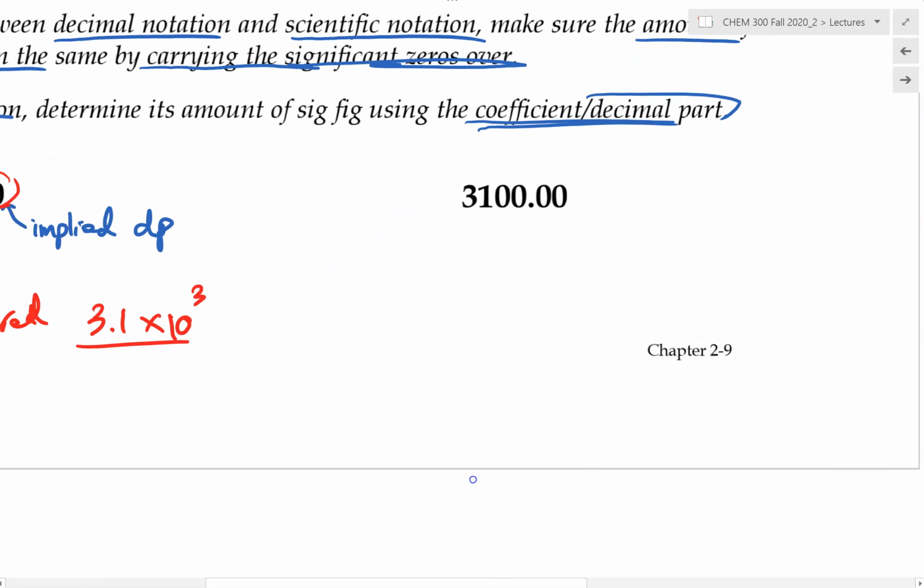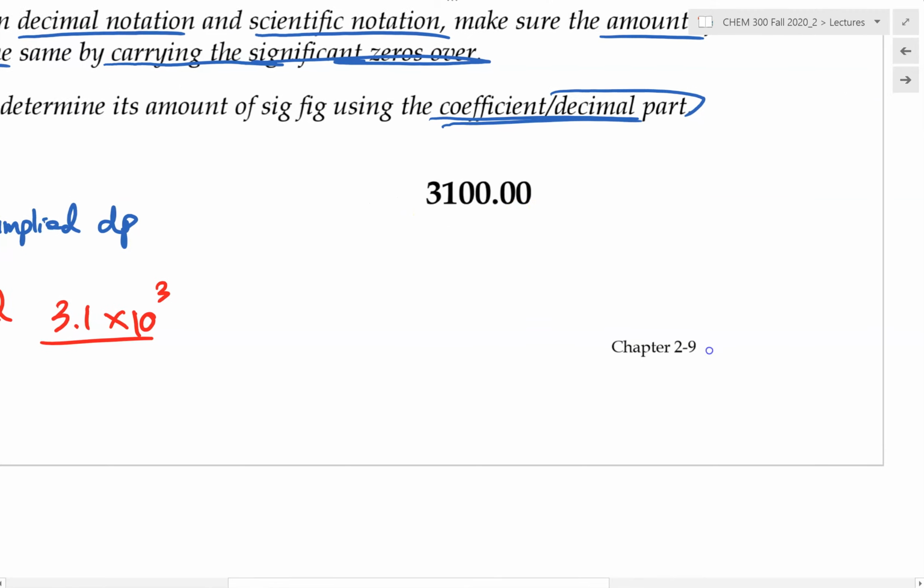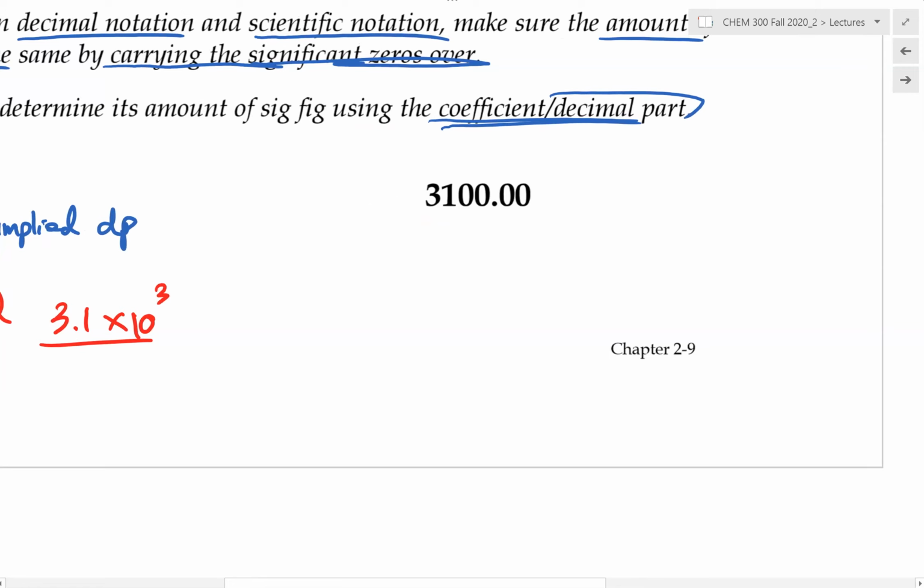And now let's try another example over here. If we were to have 3100.00, then in this case, let's now count the sig figs in this. In this case right here, the 3 and the 1 are always significant.